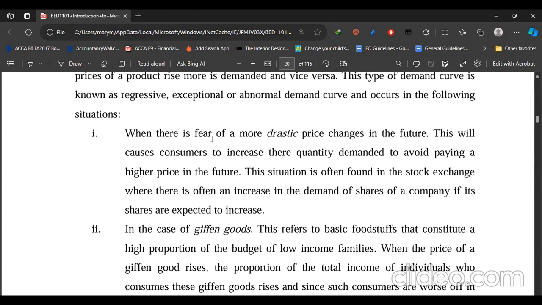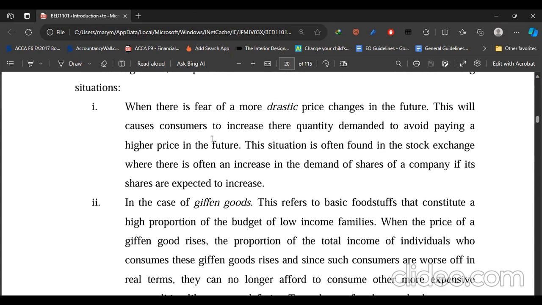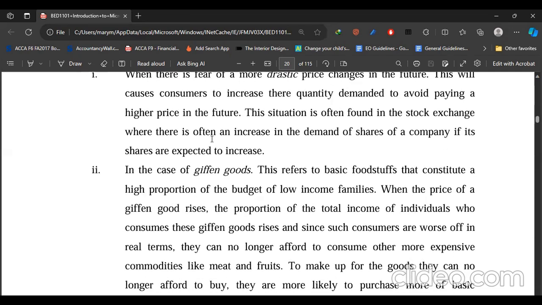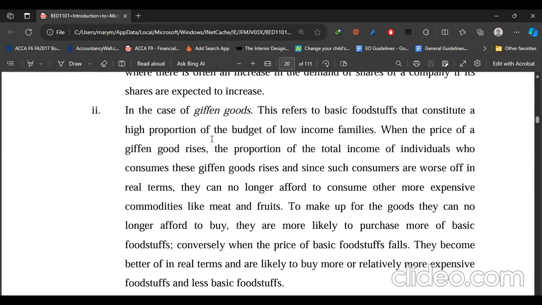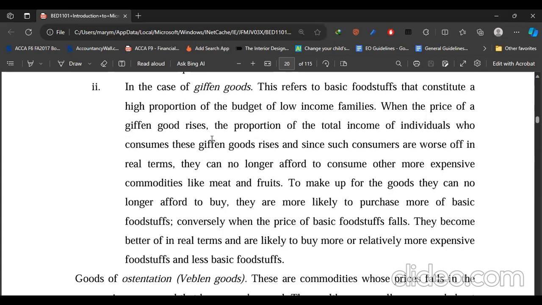This situation is often found in the stock exchange, where there is often an increase in the demand for shares of a company if its shares are expected to increase. In the case of Giffen goods, this refers to basic foodstuffs that take up a high proportion of the budget of low-income families. When the price of a given good rises, the proportion of the total income of the individual who consumes these goods rises, and since such consumers are worse off in real terms, they can no longer afford to consume other more expensive commodities like meat and fruits.